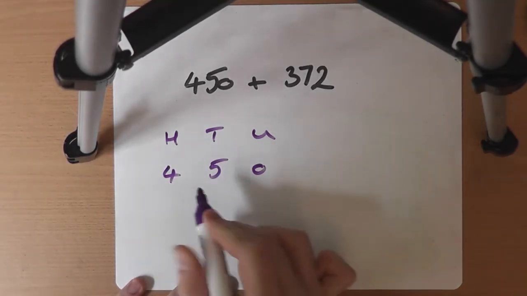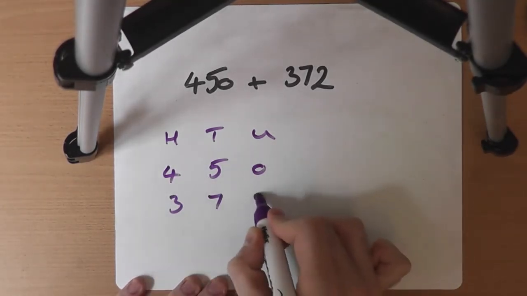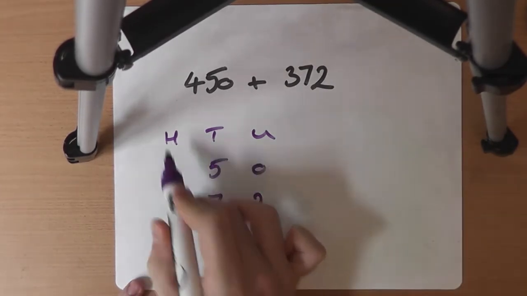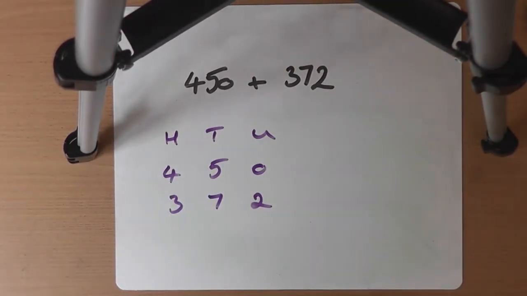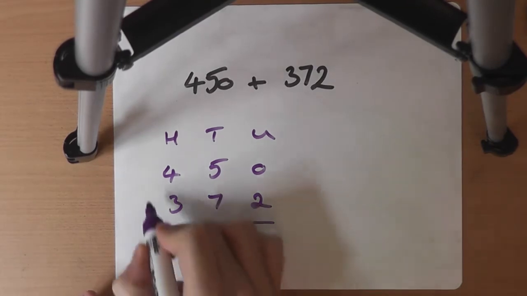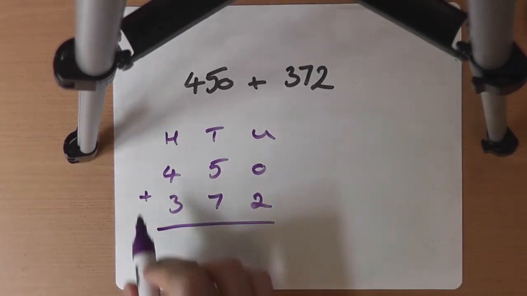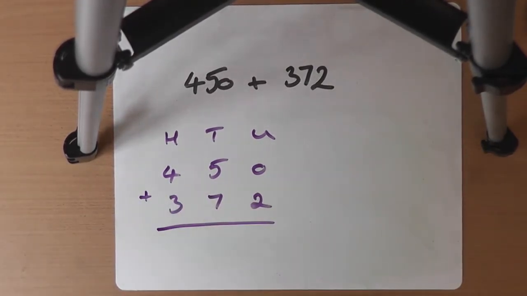450 and 372. Lining them up, the 4 and the 3 in the hundreds, because they are the hundreds numbers, and the rest of it following from there. I'm going to finish my columns off. I'm going to give myself a total line, an answer line, and the plus symbol in there. That's just a bit of notation. We're going to write it down so that we remember what we're doing.